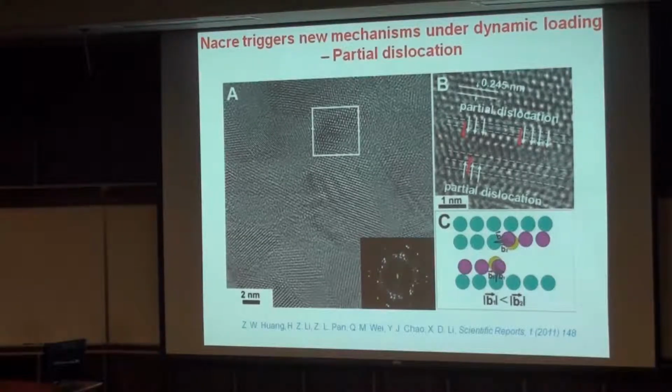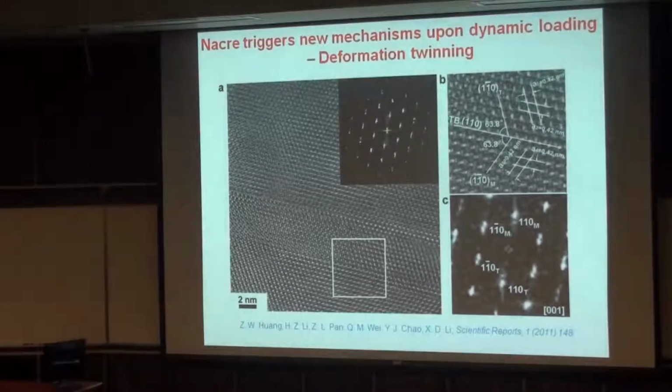And another mechanism, actually a hot topic we found, is called deformation twinning. People talk about deformation twinning in engineered nanostructured materials. We can see Mother Nature already uses this mechanism in nature's body armor.